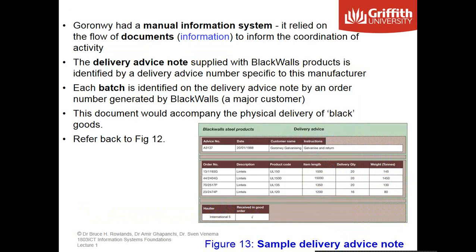Now we just go through a little bit. I'm not going to spend a lot of time on this, but basically this system, it was a paper-based system. There's lots of these notes, and you'll see basically that's a little problematic. So they had a manual information system, relied on the flow of documents to inform the coordination of the activity. The delivery advice note supplied with the product has an advice number for that manufacturer, so every manufacturer has a different number. Each batch is identified on the delivery advice note by an order number. This document would accompany the physical delivery of the black goods. Basically it says, you got this many of this kind, this many of this kind, this is how much they weigh, that information. Okay, so that's fine.